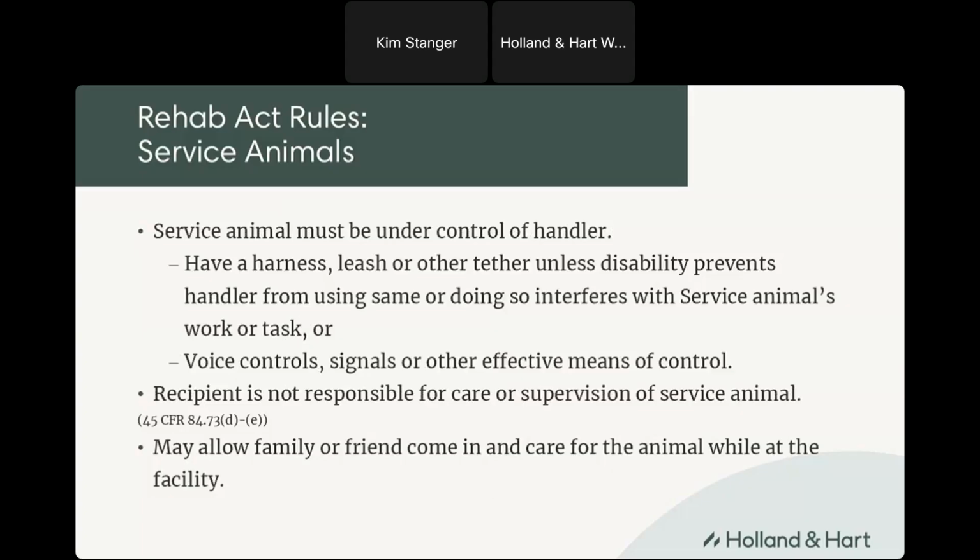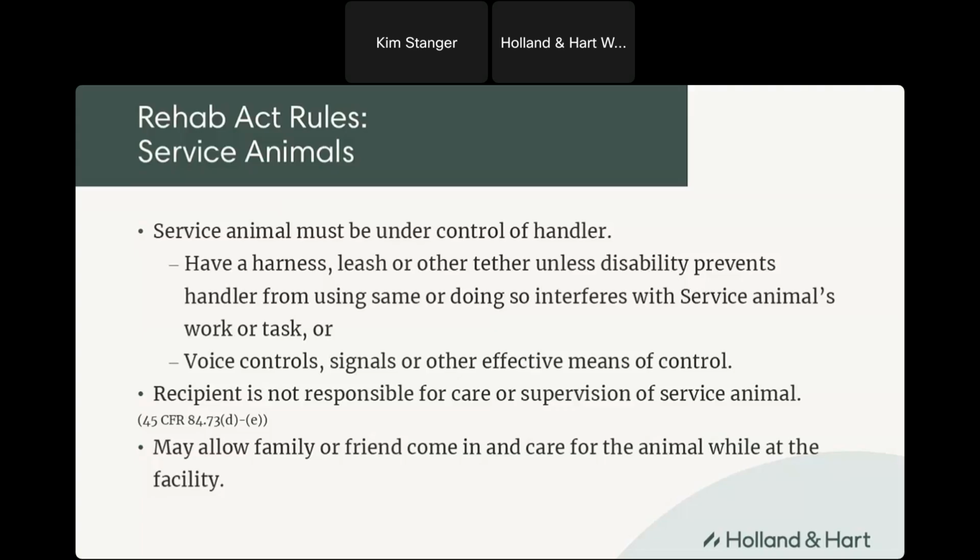The service animals must be under the control of a handler. That generally means that they've got to have a harness, leash, or other tether unless the person's disability prevents the handler from using one of those, or doing so interferes with the service animal's work or task. Under the control of the handler could, in addition to having the harness or the leash, be voice control signals or other effective means of control that would satisfy that requirement.